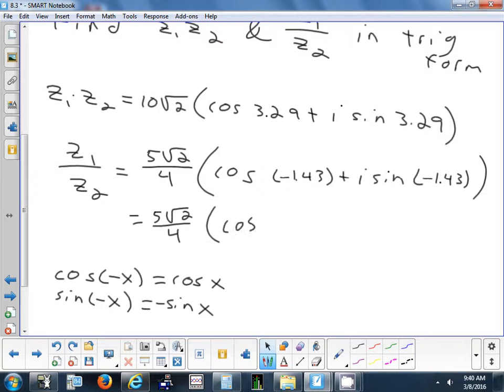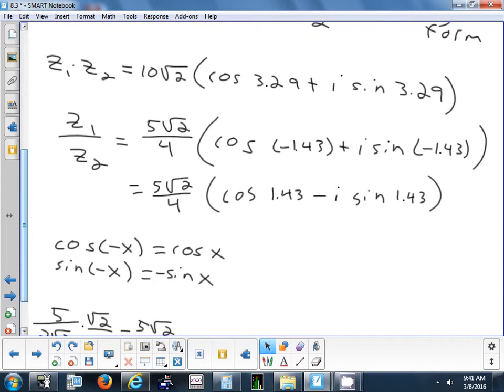Cosine, what can I do with the negative on cosine? Just get rid of it. And what would happen if I move the negative to the front here? So we could say plus negative i sine 1.43, or even simpler, we could just change that to a minus. Okay, if you move the negative in front, it becomes minus i sine 1.43. Okay, those are equivalent answers.